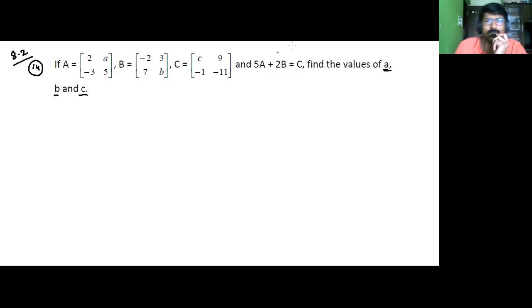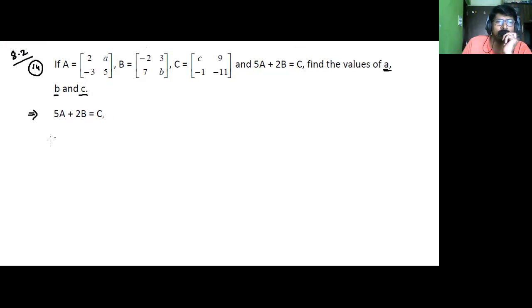Now, how is this supposed to be done? It's so simple. We'll have to copy paste this equation first of all. So I'm just copying and pasting. Copy and paste. Isn't it? I got the condition. Now, how to solve it? I have just started the solving part. So 5A plus 2B is equal to C. Now just plug the value.